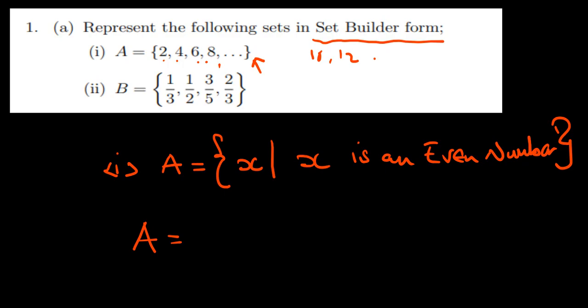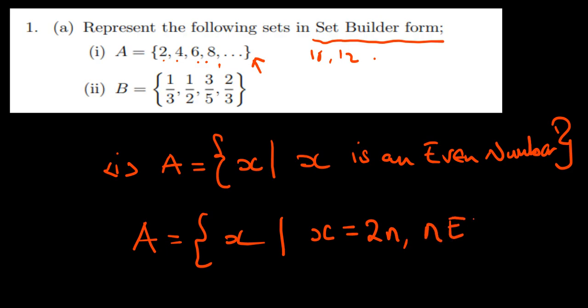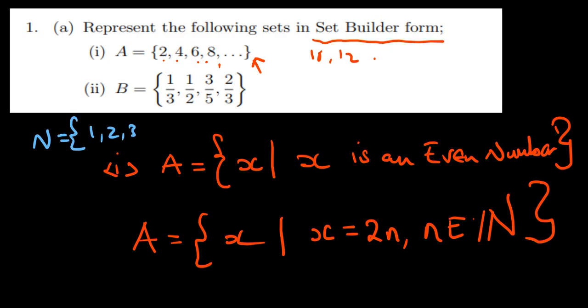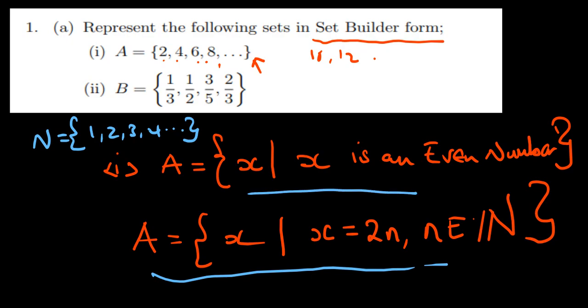Okay, so we can also say that this set A is a set of all x's such that x is equal to 2n, where this n is a member of what? Natural numbers. Remember the set of natural numbers contains the numbers 1, 2, 3, 4 until positive infinity. So if we describe set A as this, it will be correct. If we describe it as this, it will also be correct.